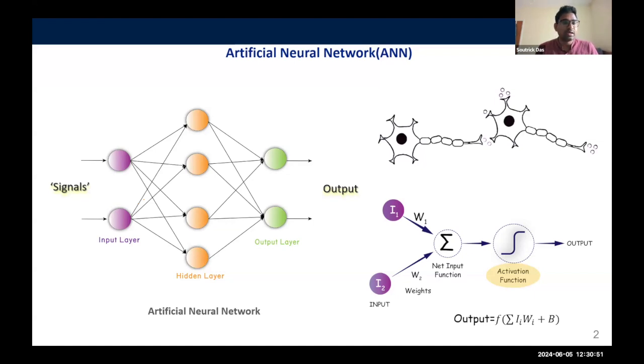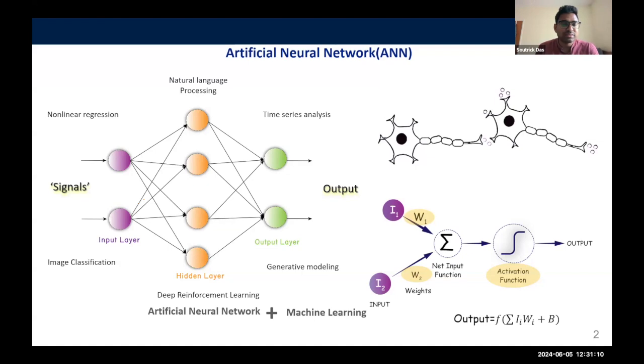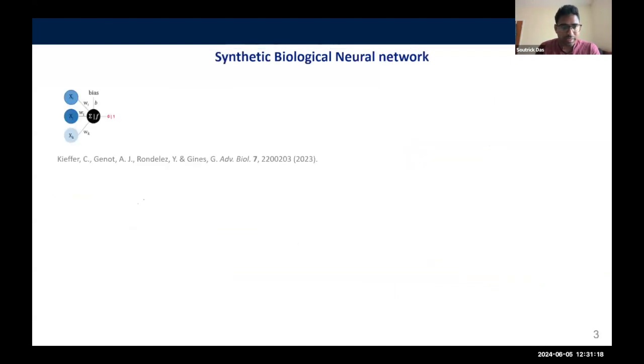Now the artificial neural network underpins the field of deep learning, and with machine learning techniques it is doing a wonderful job in the advancement of AI. It can generate complex functions from data, and is flexible to apply to various kinds of problems like image classification, nonlinear regression, and more. Inspired by the vast application of artificial neural networks, synthetic biologists have tried to build their own counterpart.